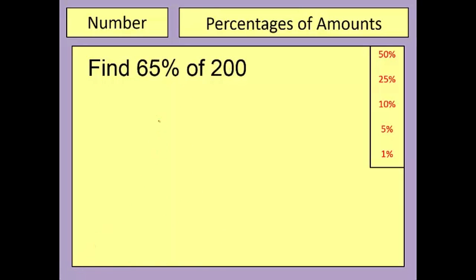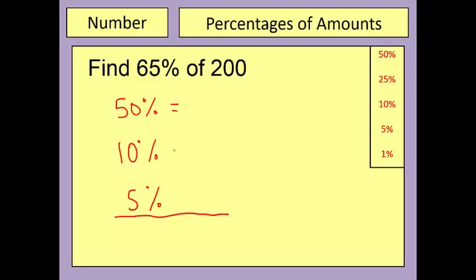Let's try a different one. So 65% of 200. So again, I'm going to look over here at the basic ones that I've learnt, and I think 50% and 10% and 5% is what I'm going to use, because that will make 65. So 50%, 10%, and 5%, because that'll get me 65.